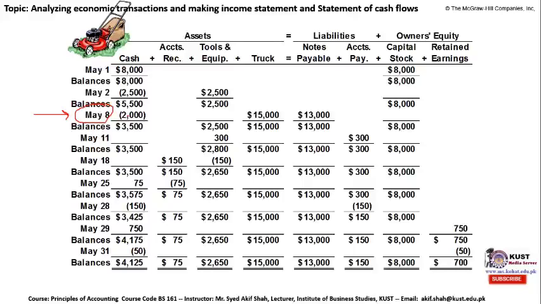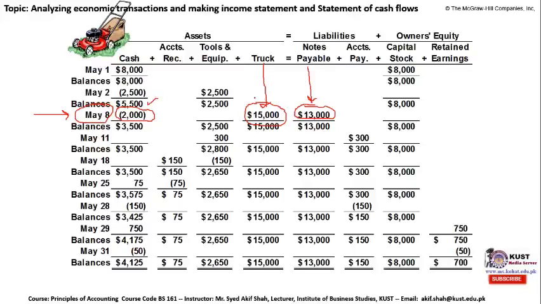It means cash outflow has occurred against the column truck. So we can make a statement that JJ Lawn Care Service has purchased a truck at a cost of $15,000, paid out $2,000 in cash, and the remaining amount is termed as notes payable. It means that the company has signed a note payable for the remaining because the company does not have enough cash to purchase a $15,000 truck, because the balance of cash is only $5,500.